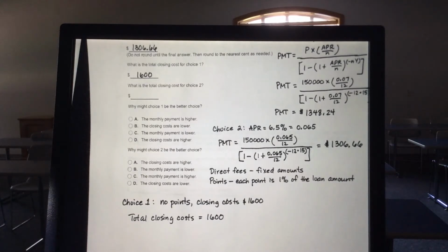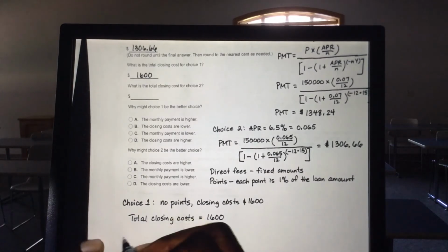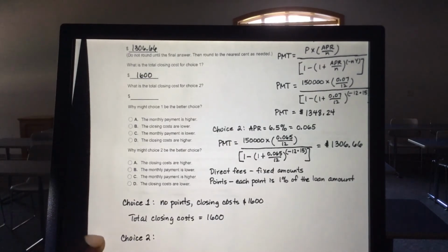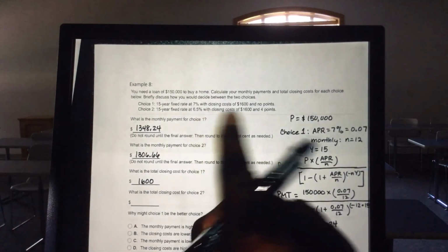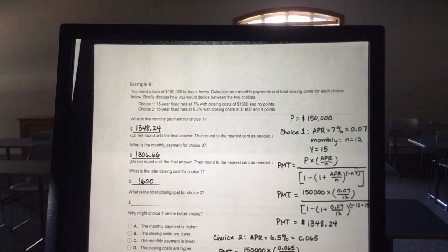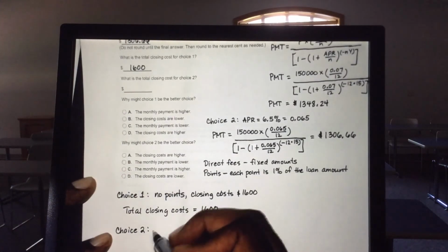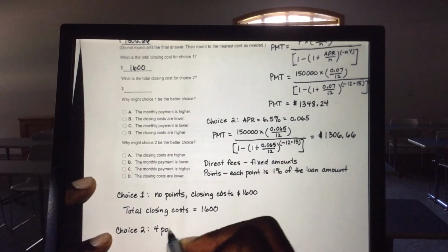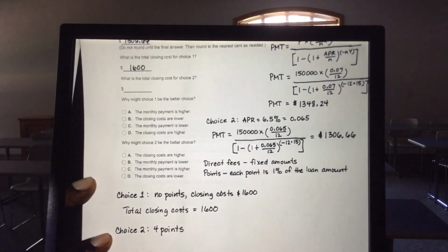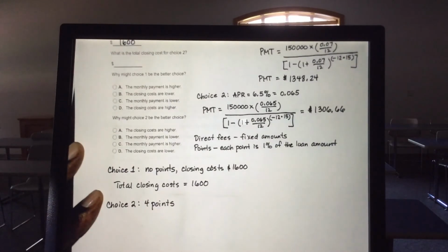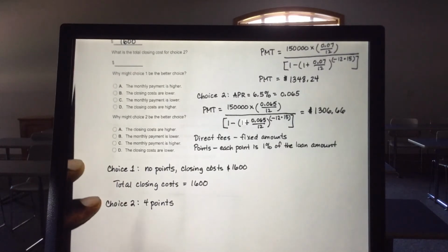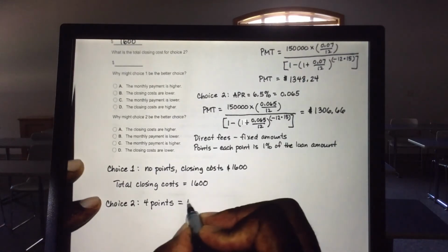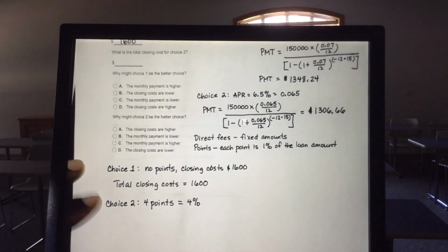Now, for choice 2, it's a little bit different. Here we want to find out what its total closing cost is going to be. Notice here in choice 2, it was 4 points. Now, I did say that each point represents 1% of the loan amount. So if we have 4 points, that means this is going to be 4% of whatever that amount of the loan is.